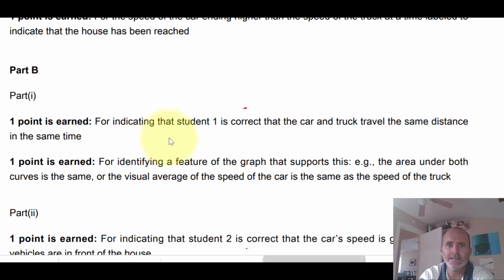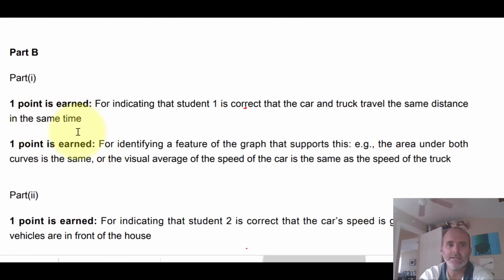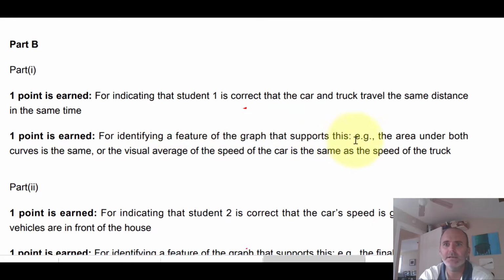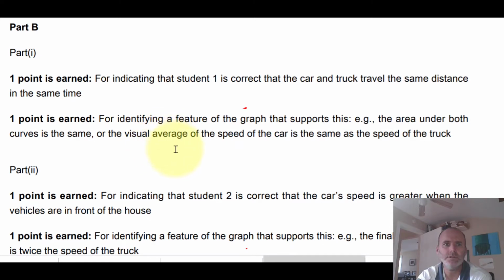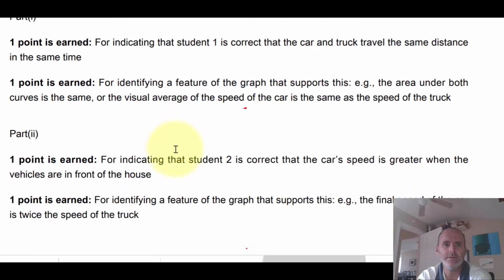All right, let's go down to part B now. So 1 point is earned for indicating that student 1 is correct, that the car and the truck travel the same distance in the time. We talked about that. 1 point earned for identifying a feature of the graph that supports this, e.g. the area under both curves is the same or the visual average of the speed of the car is the same as the speed of the truck. All right, and we talked about that one too. We didn't talk about how you would actually have to add this, so maybe I made a mistake of not making that clear, that we talked about the graph, the area under the graph. So you would have to put that down for part B.